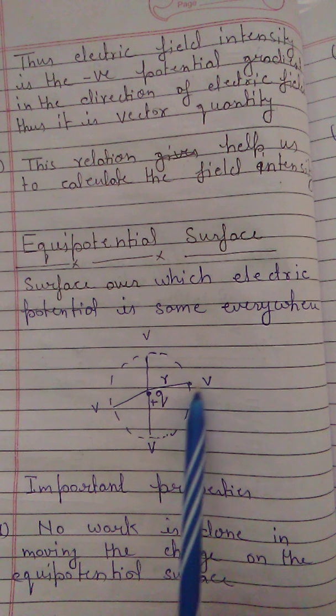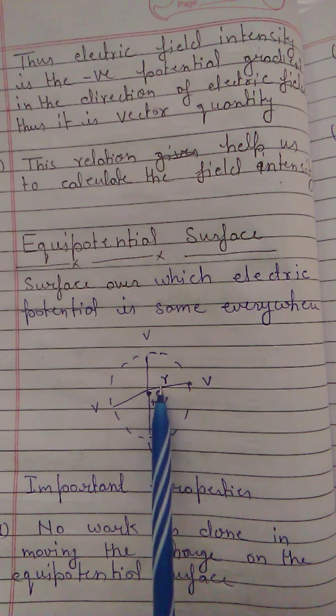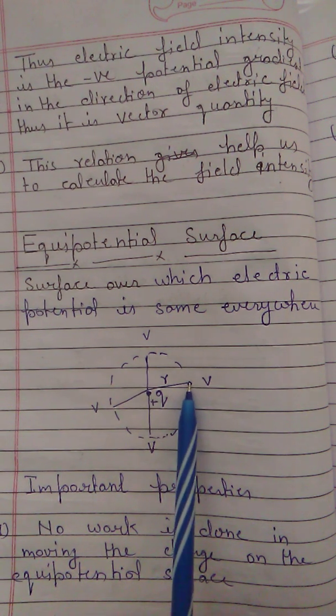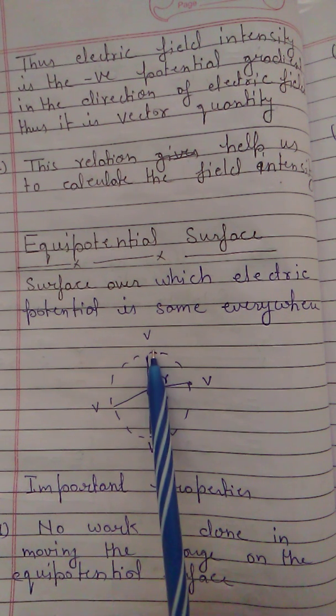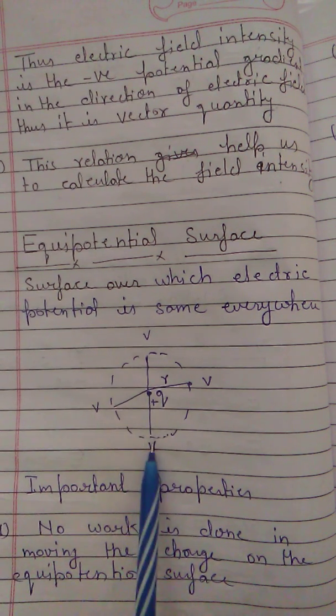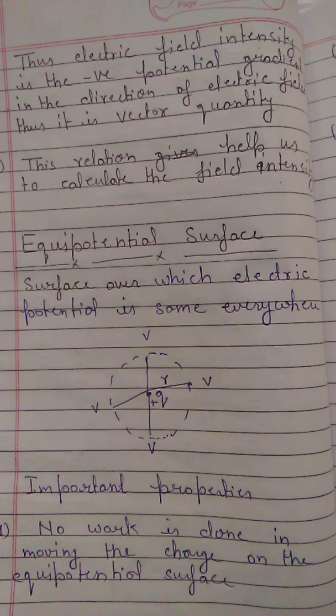So if you want to calculate the potential at any point on the surface, the potential will be the same everywhere. Suppose we want to calculate the potential here, it is V. Suppose we want to calculate here, it is again V, it is again V, and it is again V. So this is called the equipotential surface.